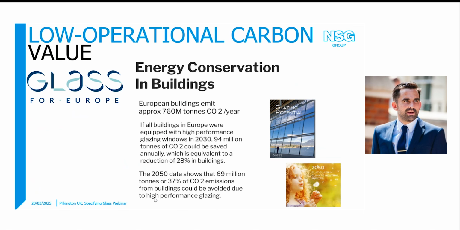So Glass for Europe have published findings on the subject of energy conservation in buildings. European buildings emit around 760 million tons of CO2 per year. And if all the buildings in Europe were equipped with high performance glazing, in 2030, 94 million tons of CO2 could have been saved annually, which is the equivalent of a reduction of about 28% in buildings. And the 2050 data shows that 69 million tons, or 37% of CO2 emissions from buildings, could be avoided through using high performance glazing.